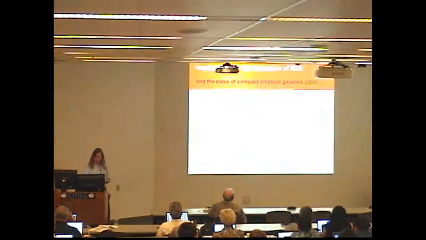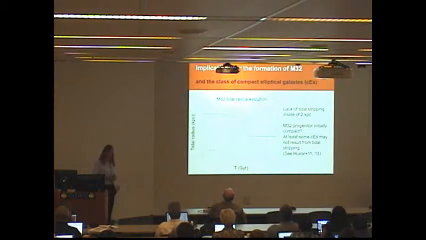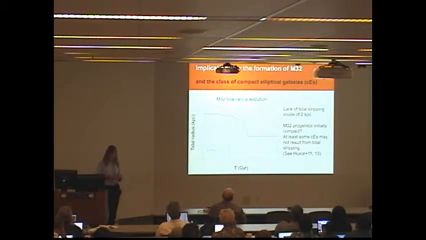And one final implication of this work was we looked into the formation channels of M32-like galaxies. M32 is the prototype object of a very rare class of galaxies called compact ellipticals. And they're called compact ellipticals because they have extremely small half-light radii on the order of a few hundreds of parsecs. And they're very dense. They have very high central surface brightness.